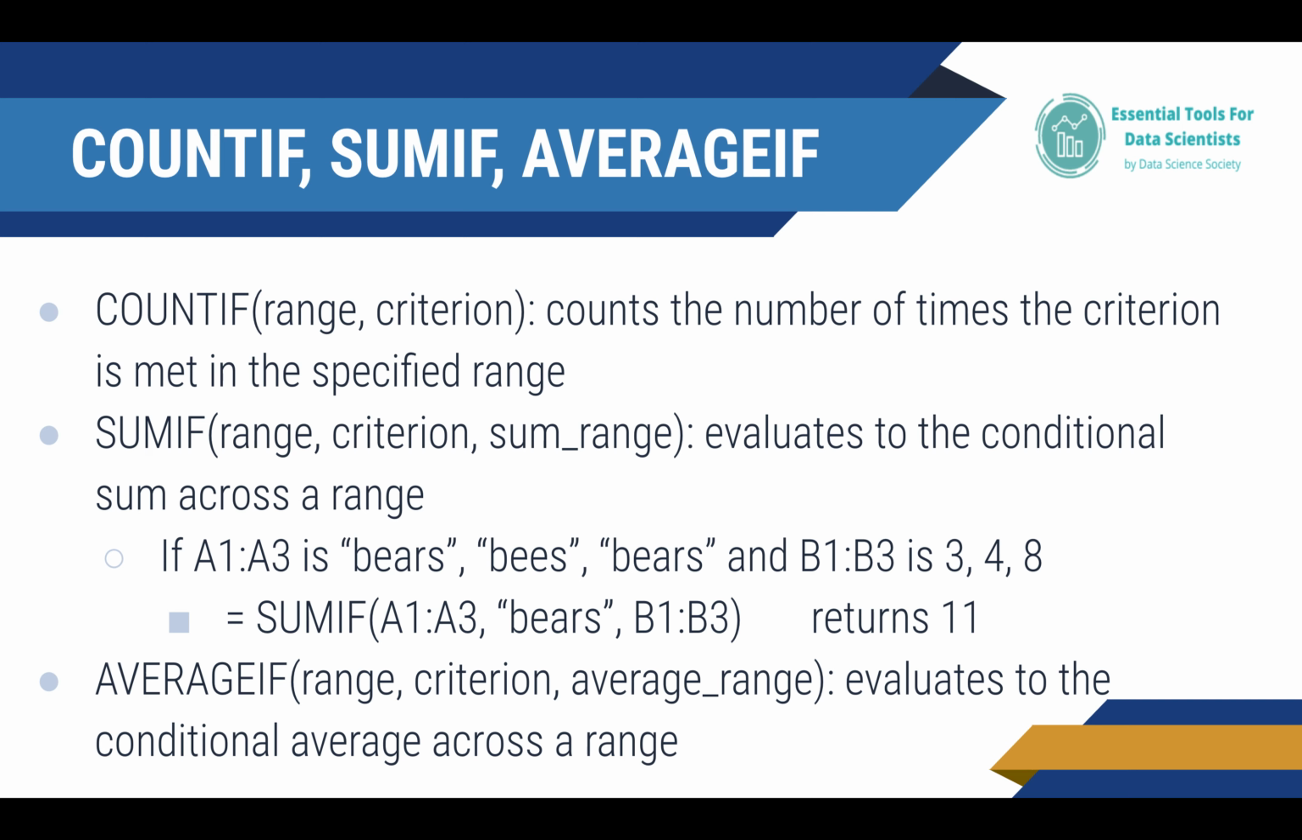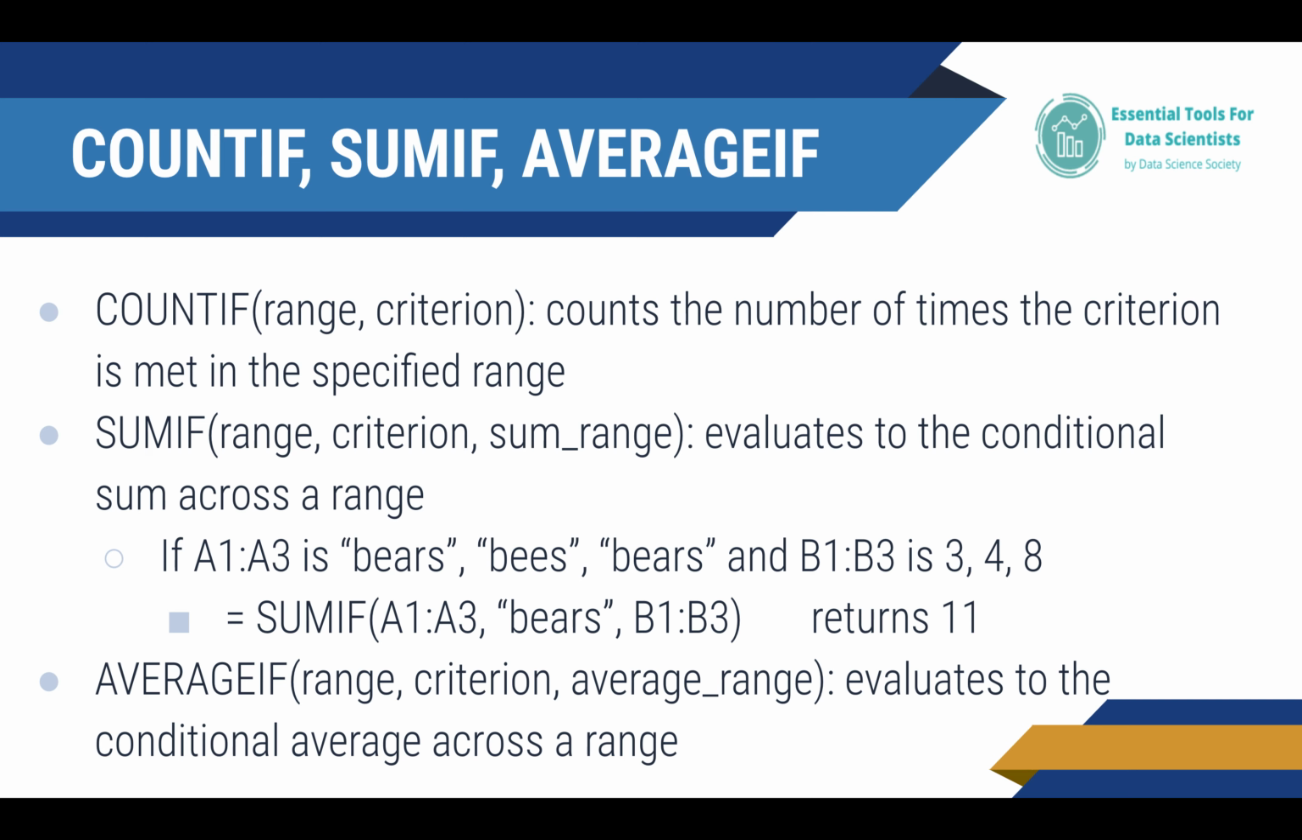Okay, count if, sum if, average if. So count if takes a range and a criterion and counts the number of times the criterion is met in the specified range. A criterion could be like, I want bears. I'm going to use bears. I like bears. So the number of times bears appears in the range will be counted. So that's kind of what count if does.